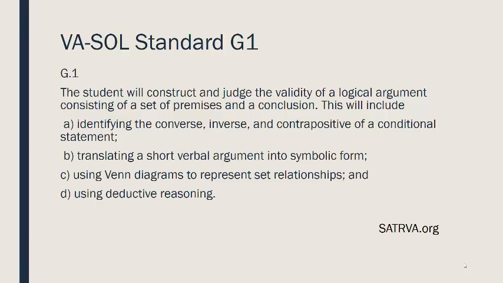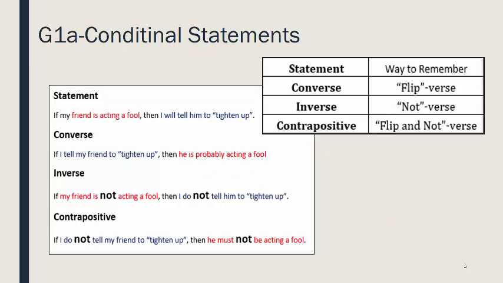Alright, let's get started. The way I remember converse, inverse, and contrapositive is, I remember converse is the flip verse. That means you flip the two statements. Inverse I remember as the not verse, so you make everything negative. Contrapositive is the flip and not verse, so you flip everything and insert the word not or no or any negative word.